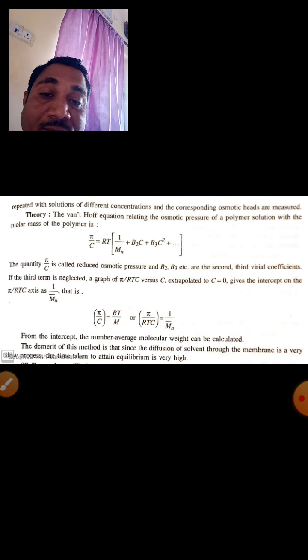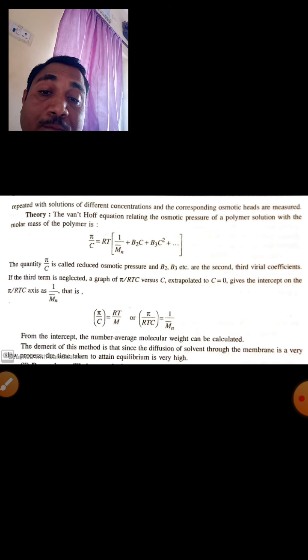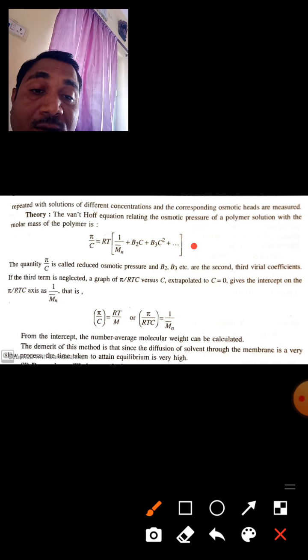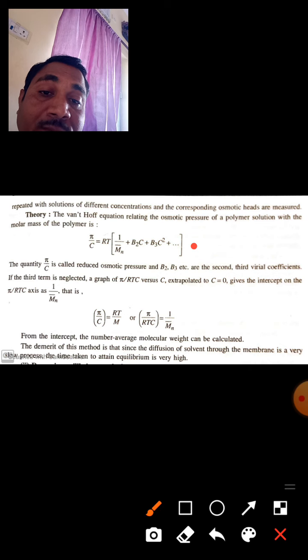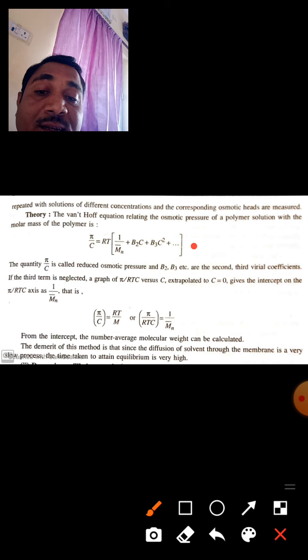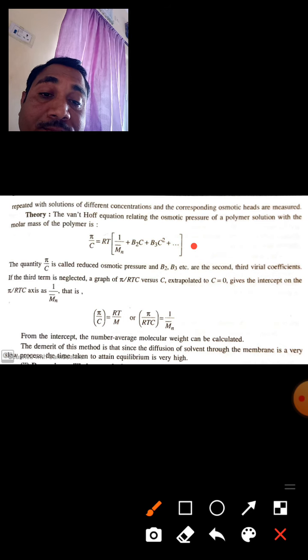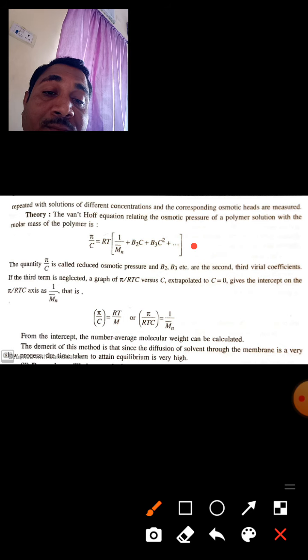Pi by C, where pi is the osmotic pressure, pi by C is equal to RT (1 by Mn plus B2C plus B3C squared). The quantity pi by C is called the reduced osmotic pressure. This is the reduced osmotic pressure.